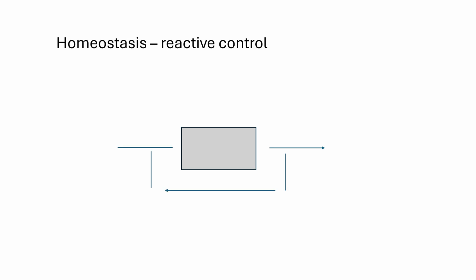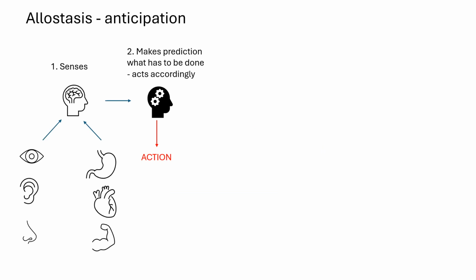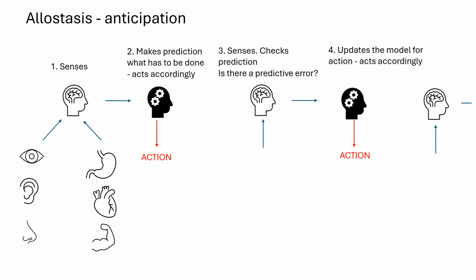The other bit of theory we need to look at is the difference between homeostatic control, which is reactive control based on negative feedback, keeping an output constant, and the new hypothesis of anticipatory or allostatic control, where the brain makes a prediction of what needs to be done and checks its prediction and monitors for prediction error, and if there is any error, changes the model on which it operates. So it's a very different way of looking at things. I think it's quite an interesting way.